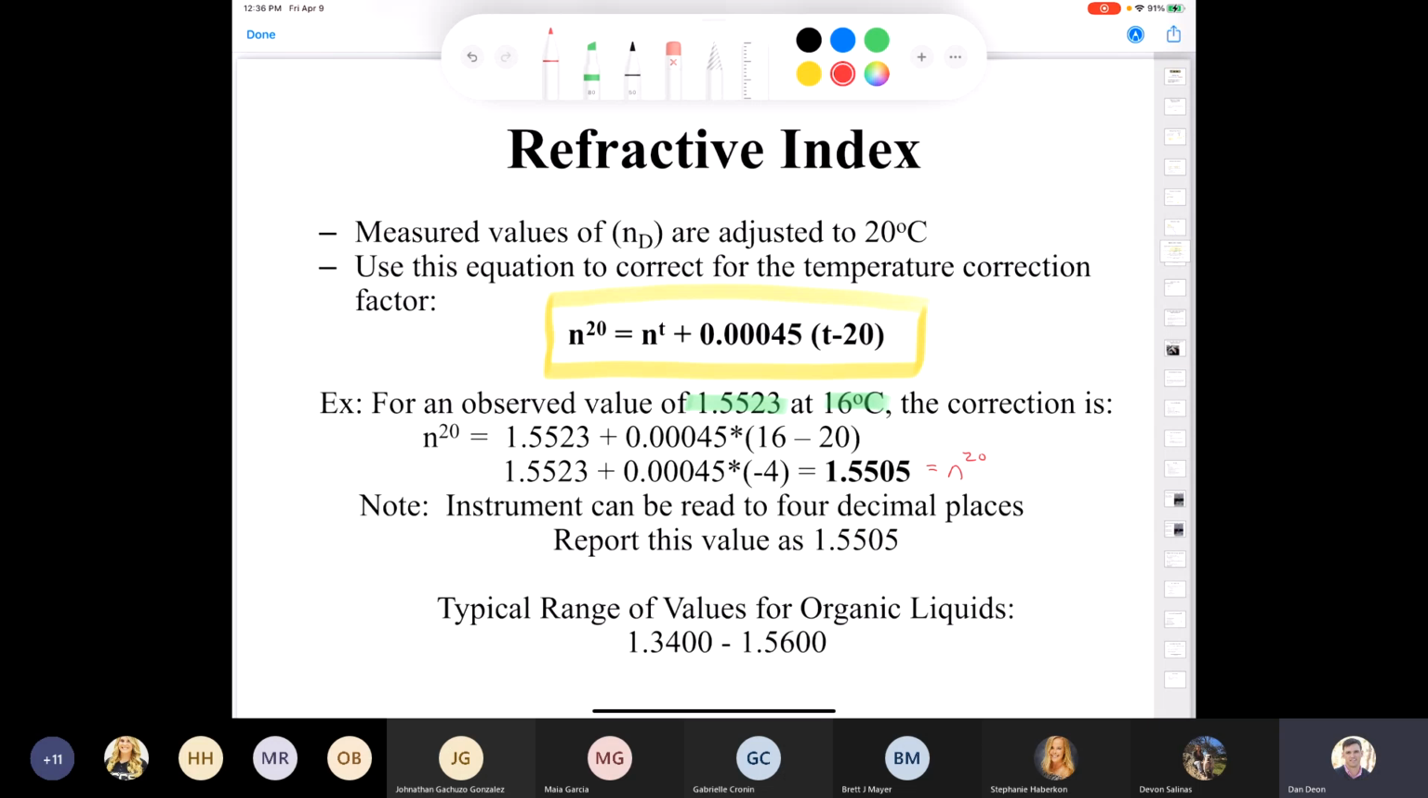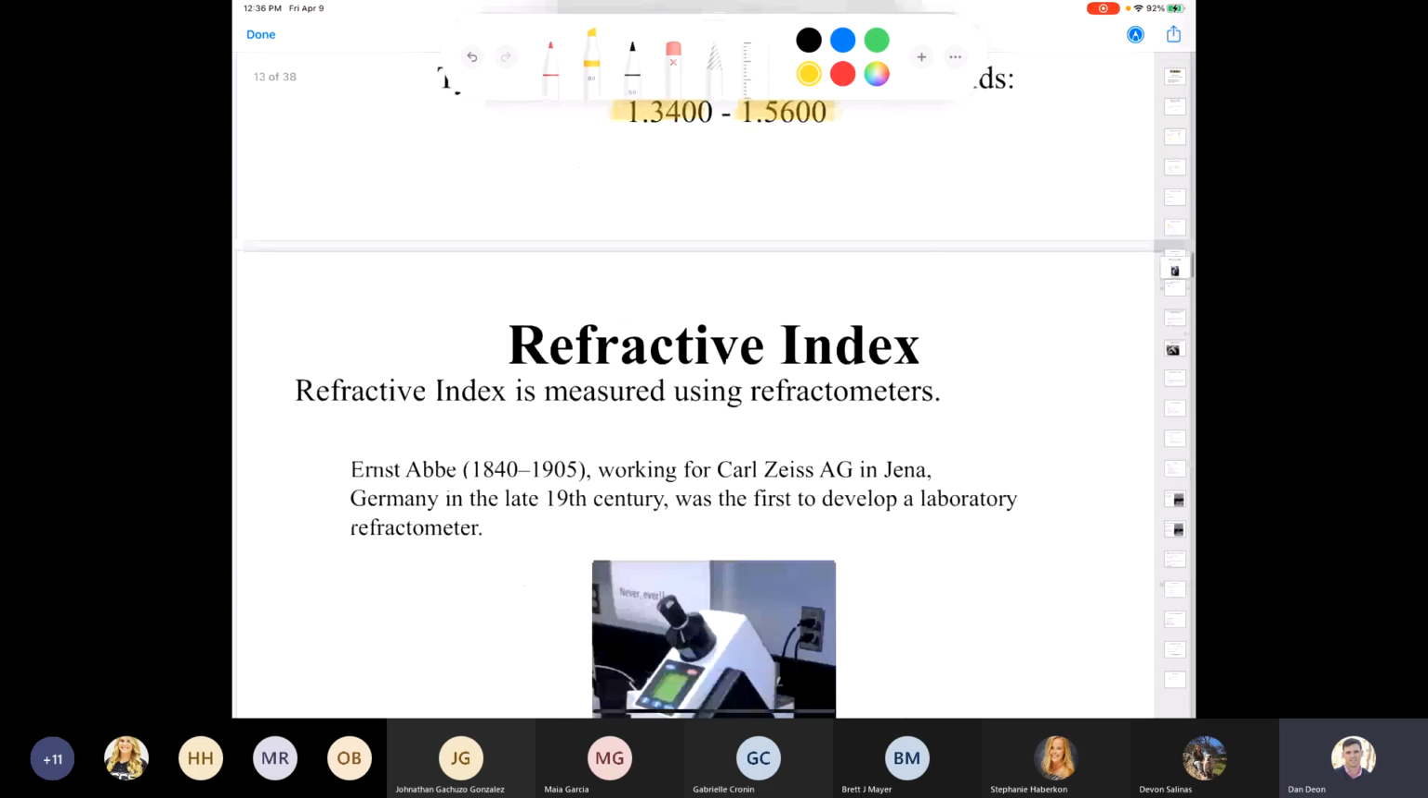Okay, the typical range for values of organic liquids, they usually range from 1.34 to around 1.56. They can be outside of that, but most organic liquids are going to be somewhere in that range. But again, with 5 million organic liquids, you can probably imagine that we can step outside of that range.